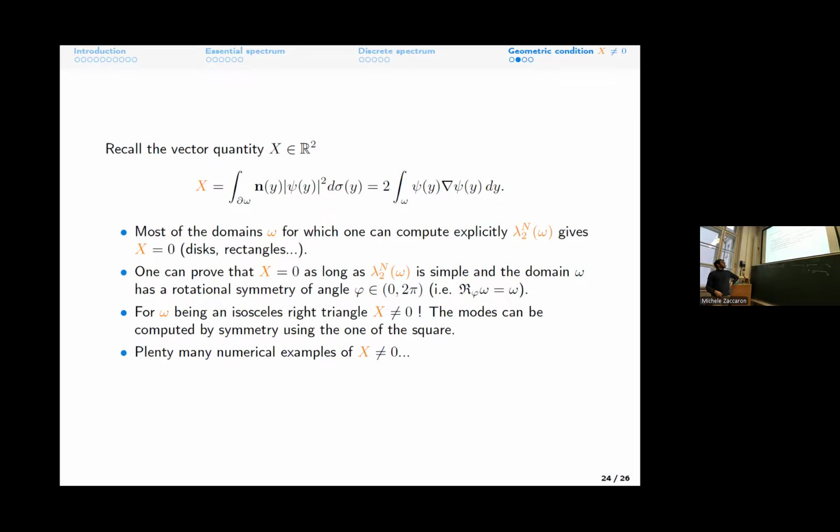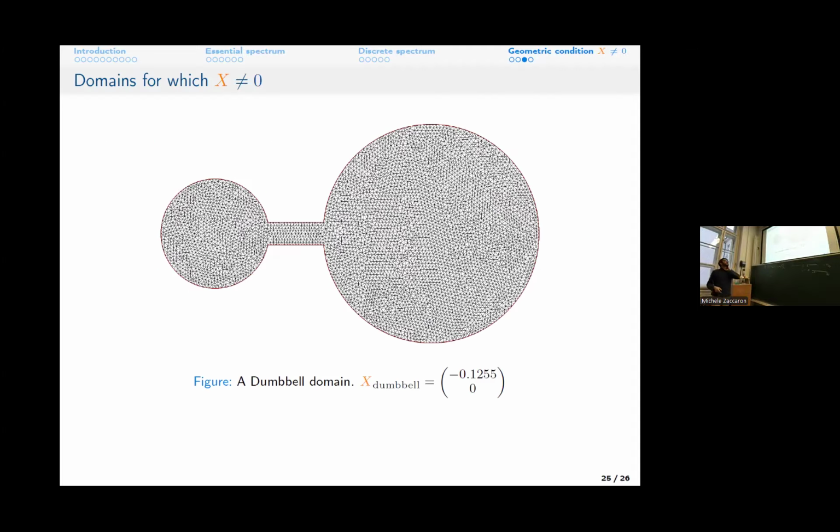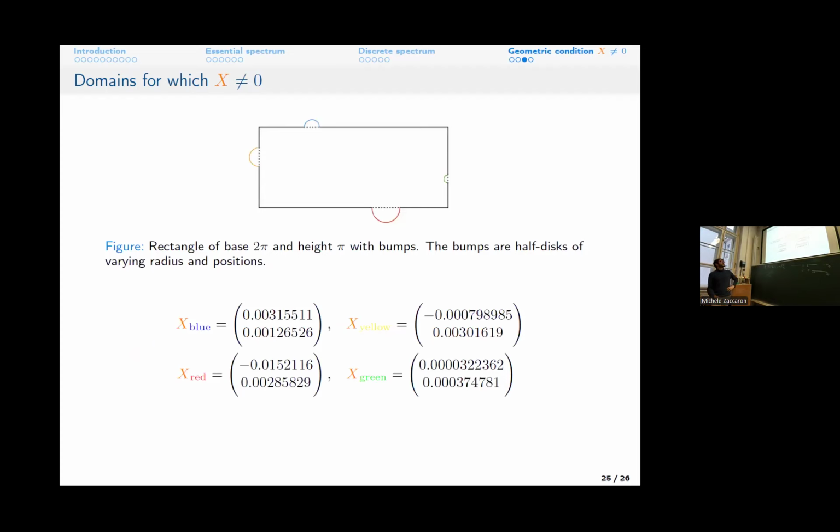And also we performed a bit of simple numerics. I'll just show you an image of a dumbbell domain in free form, which I produced, then with the mesh, and then you solve the Neumann problem and compute x. I mean, this has x different from 0, or for example, maybe more interestingly, for a rectangular cross section.